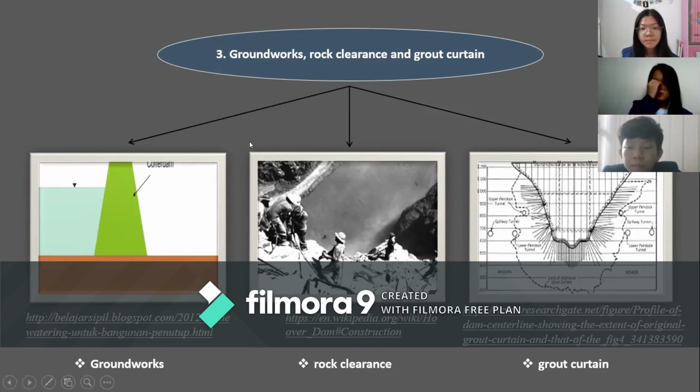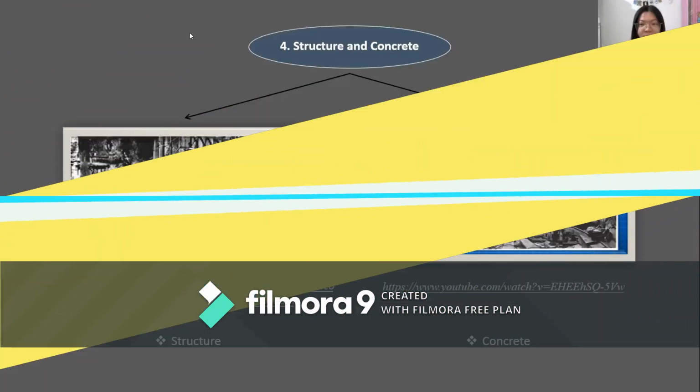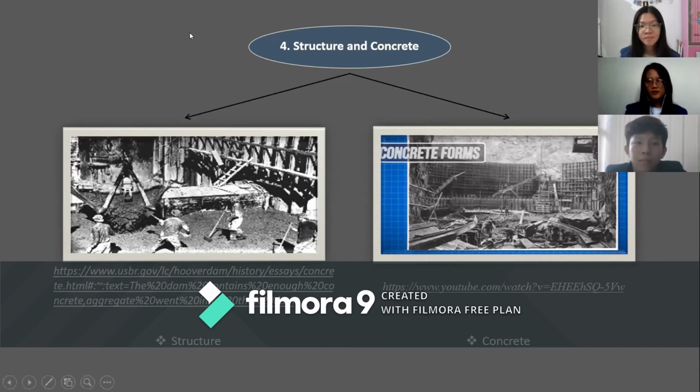The other function is to stabilize the rock to prevent water from seeping past the dam through the canyon rock. And the last is to limit upward pressure from water seeping under the dam. Okay, the next one is about structure and concrete.